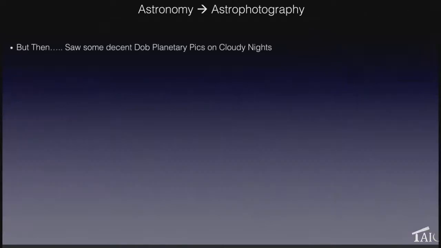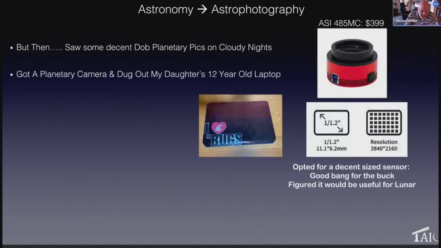So the next thing that happened was that I saw some decent planetary pictures someone had done on Cloudy Nights with a scope much like mine. So I reached out to them and found out that essentially, yes, you could. If you get a planetary camera, it does track good enough for planetary because you're taking such high frame rates. It doesn't matter that it's kind of jerky. It kind of drifts. So I bought a planetary camera, an ASI 45MC for $400.